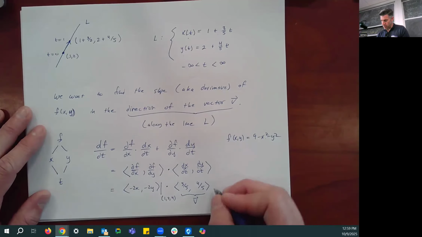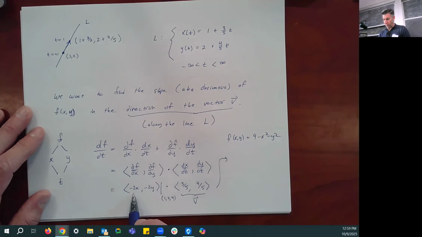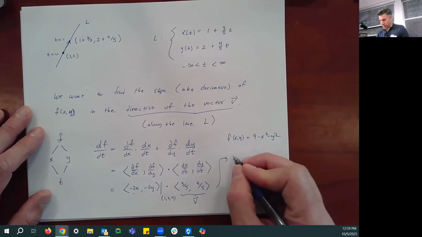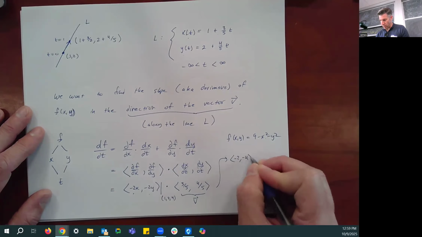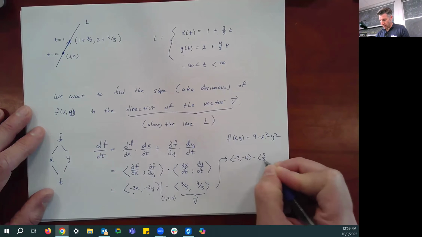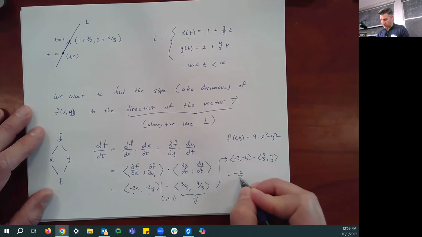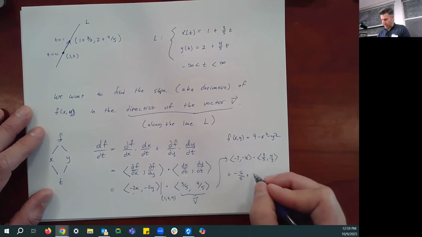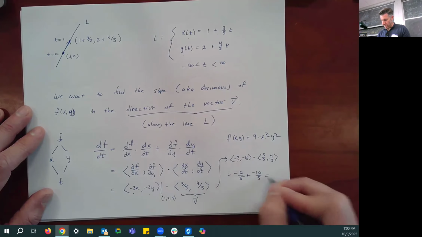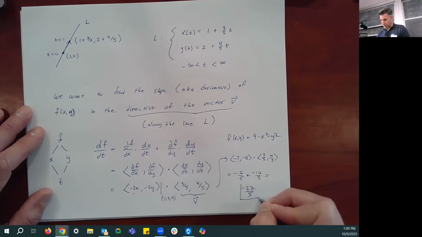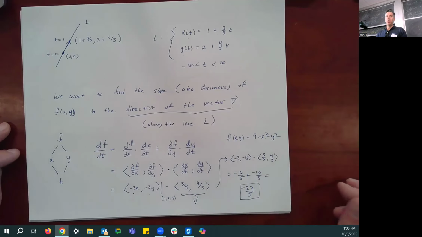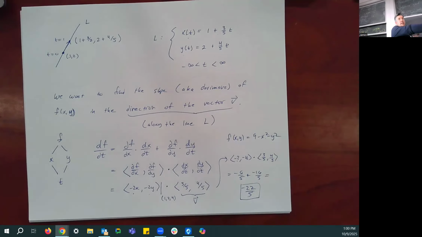And then if we plug in our point, we're going to get negative 2 for the first component, negative 4 for the second component. So it's going to be negative 2 comma negative 4 dotted with 3/5 comma 4/5, which is going to give us a value of negative 2 times 3, which is negative 6/5, plus negative 4 times 4, which is negative 16/5. So it's going to be negative 22/5, or a slope of a little more negative than negative 4. So as we move 1 unit in this direction, we're going to be going down a little bit more than 4 units in the z direction. So our slope is fairly negative.